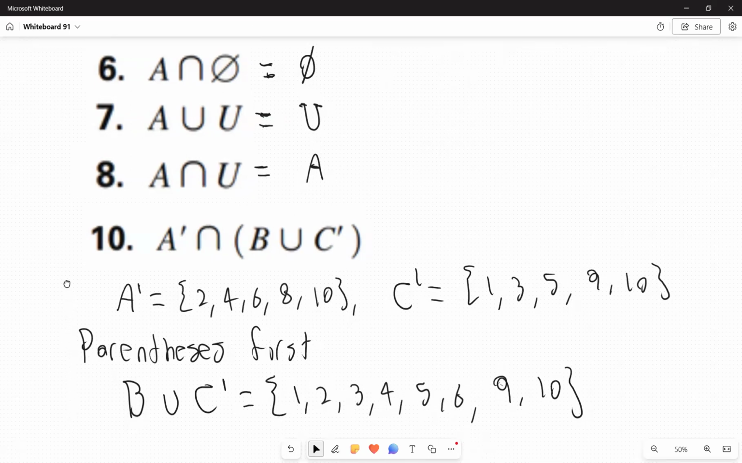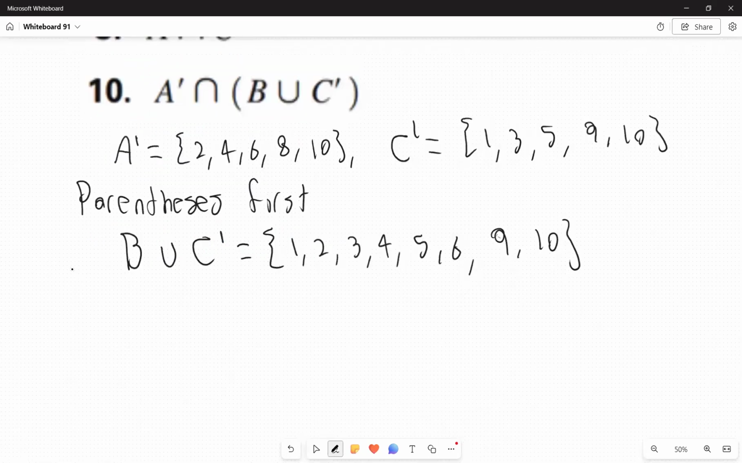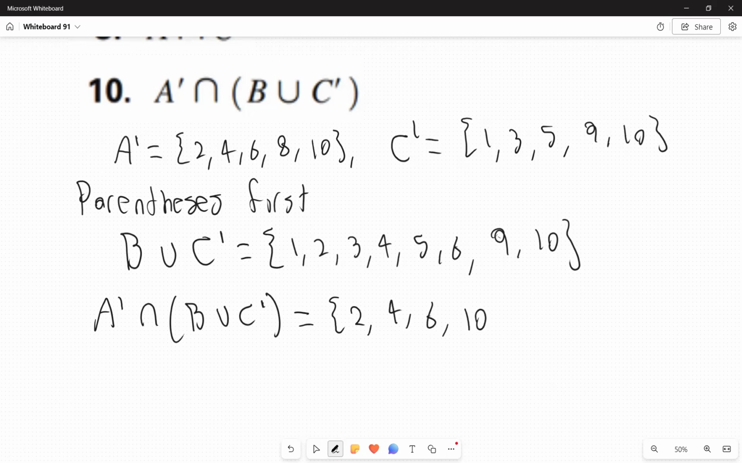So A complement intersection B union C complement is going to be the elements that are both in A complement and B union C complement. And those are what? Those are 2, 4, 6, and 10. So that's number 10.